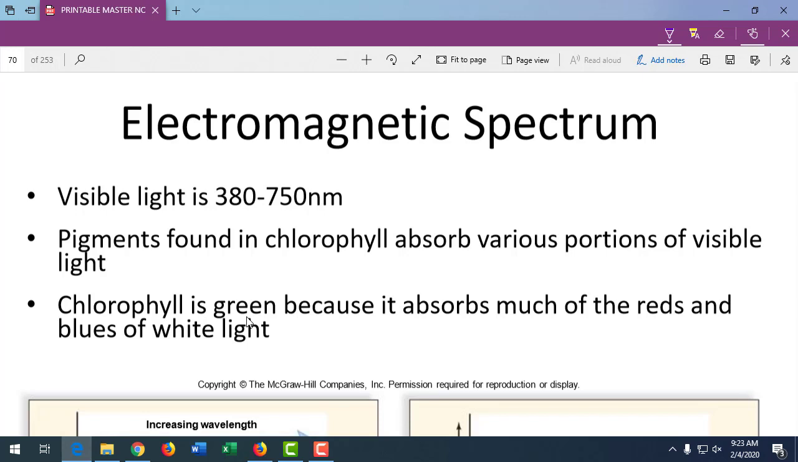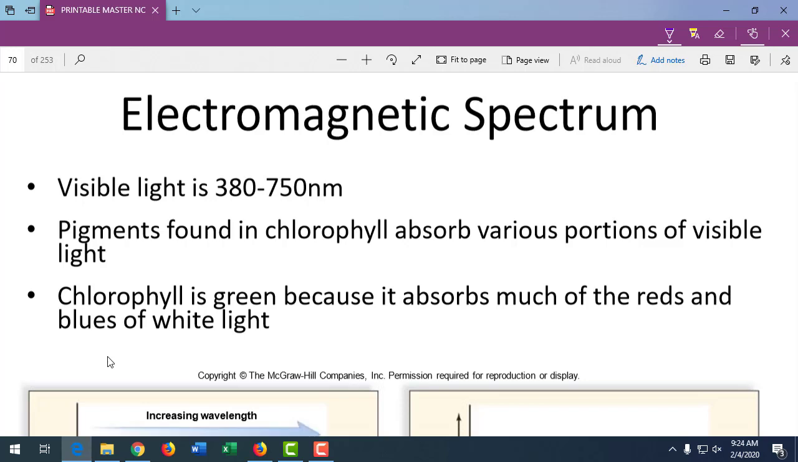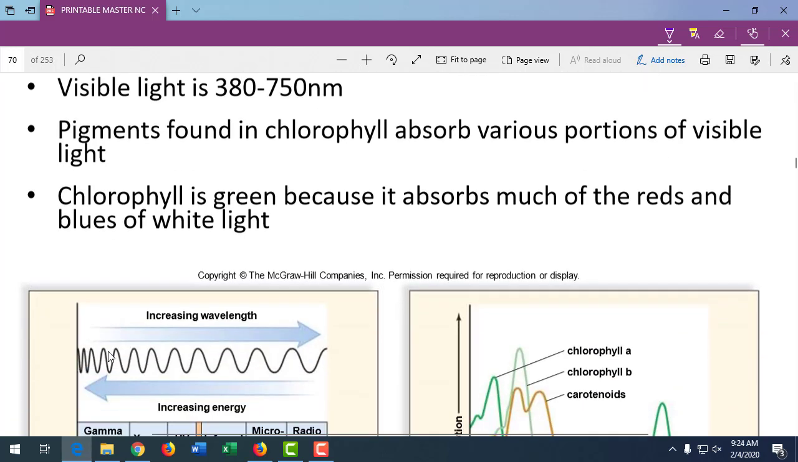What are the colors of visible light? Does everybody remember the little mnemonic for that? Roy G. Biv. Red, orange, yellow, green, blue, indigo, and violet, right? Those are the colors of the rainbow, right? If we have a prism, we can split visible light into the spectrum. Those are the different colors. So chlorophyll is green. It reflects back that color. It absorbs reds and blues. So that's what is absorbed and used.